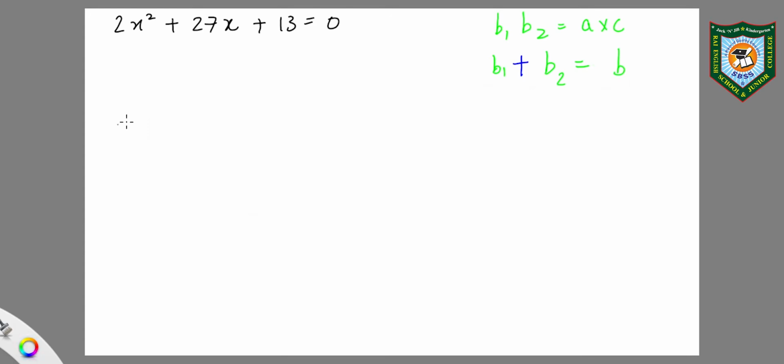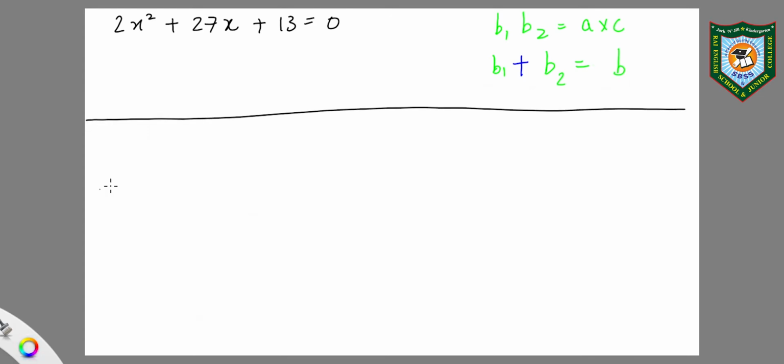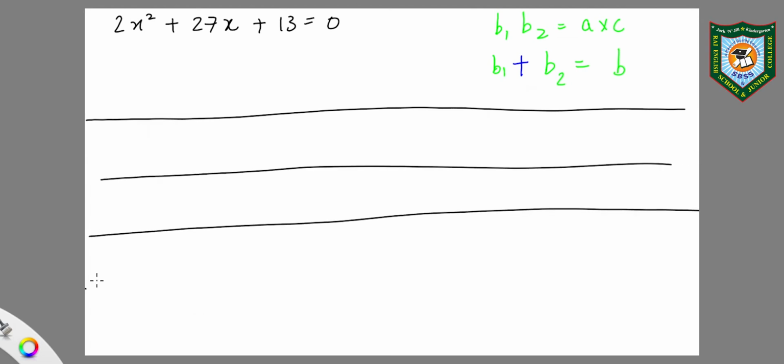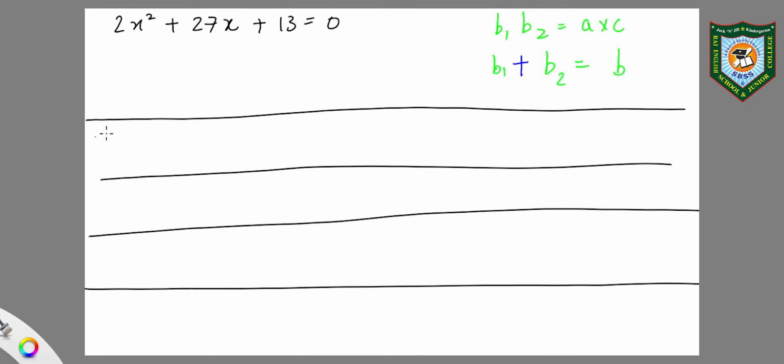Now we'll start off with using different sets of numbers. We'll try at least 3 so that we are able to understand how to get these sets. So first off, we'll start with 1 comma 26. So here b1 is equal to 1, b2 is equal to 26.